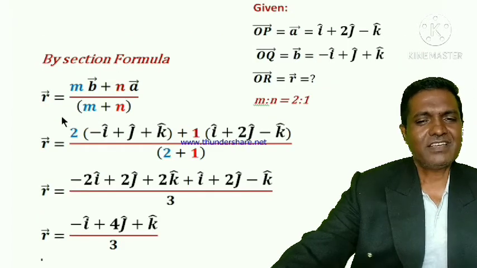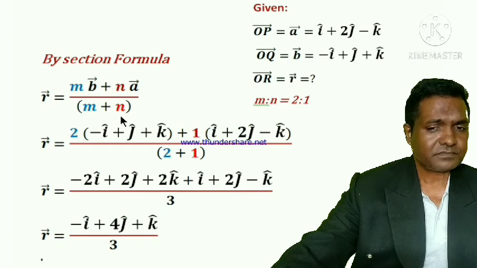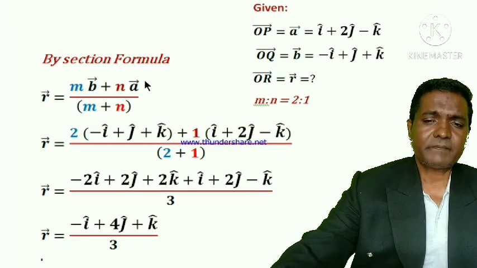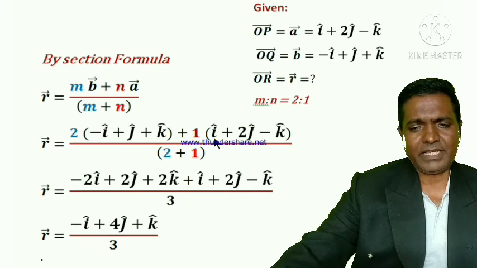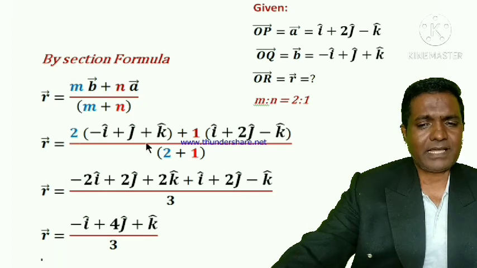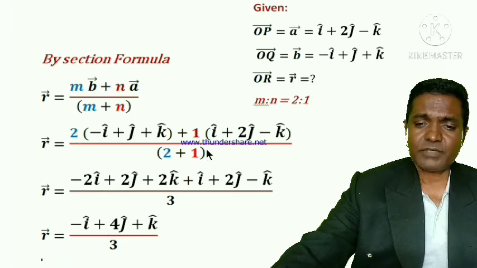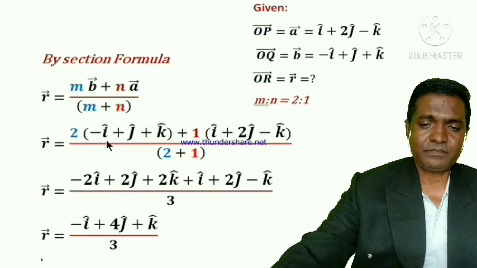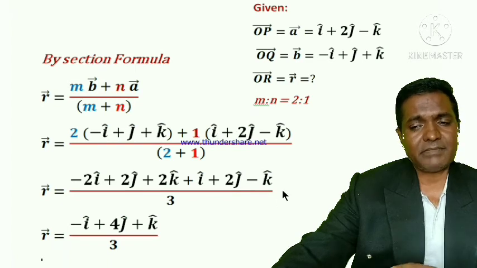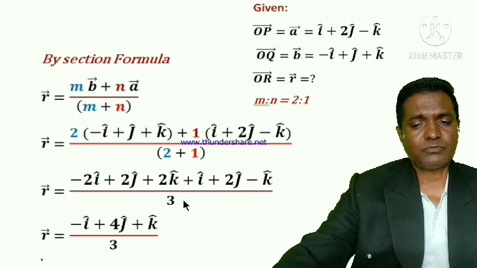So very simple, straightforward, use the formula. Here is the formula, by the section formula. Substitute your vector b, vector a, and m and n. Here is the vector b, vector a, and this is m and n. Just multiply 2 to each term and 1 to each term of the other vector. 2 into minus i cap is minus 2i cap, 2 into j cap is 2j cap, 2 into k cap is 2k cap, 1 into this, everything remains the same. 2 plus 1 is 3.